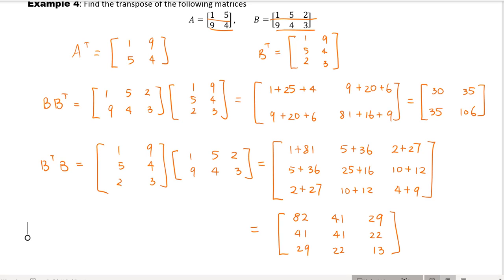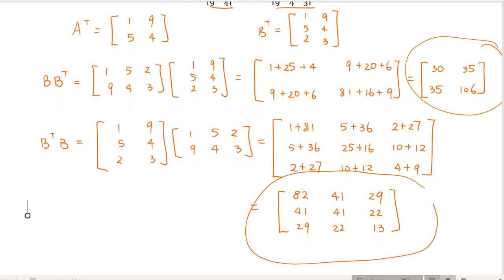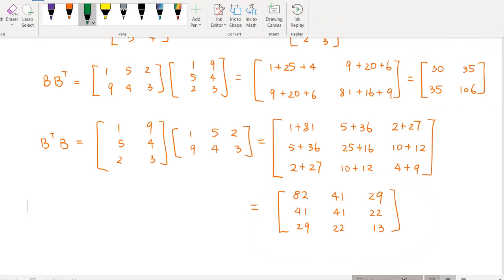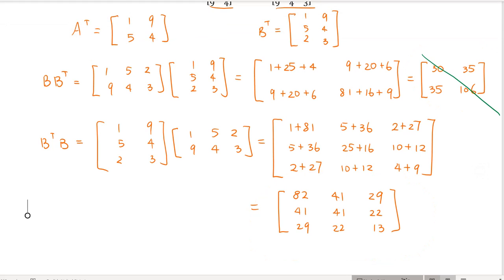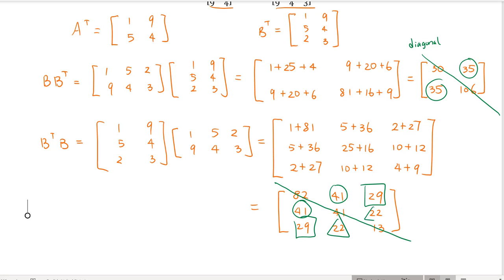Alright. Okay. Let's look at these two matrices. What can you tell? We know this is the diagonal, right? Do you notice that these entries are the same? Look at this. This is the diagonal, right? Do you see this one? They're the same. This one, they're the same. And this one, they're the same. So it really looks like the diagonal is like a mirror, and then we have these entries. They're like mirror images of each other.